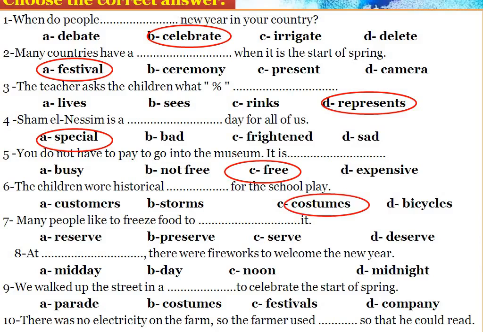Exactly, costumes. Many people like to freeze food to preserve it. Exactly, preserve. At midnight there were fireworks to welcome the new year. At midnight, we walked up the street in a parade to celebrate the start of spring. Yes, parade. There was no electricity on the farm, so the farmer used the lantern so that he could read. Exactly, lanterns.